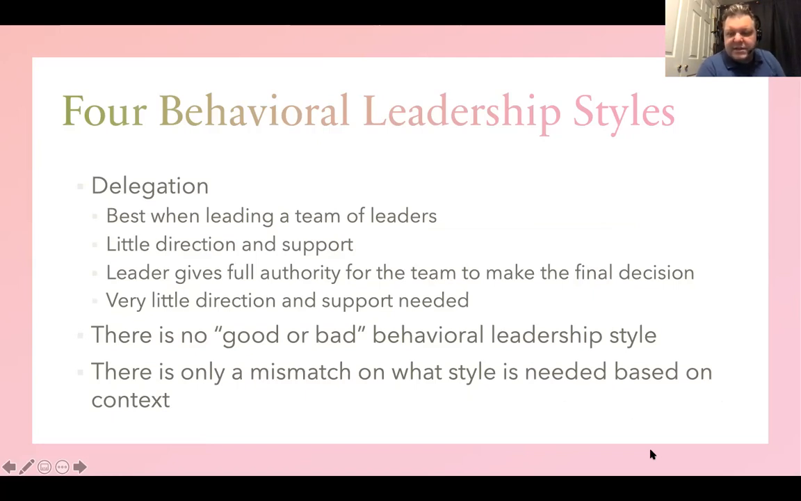They lead organizations, they lead groups of people. The leader has full authority for the team to make the final decision. What do you think we should do?